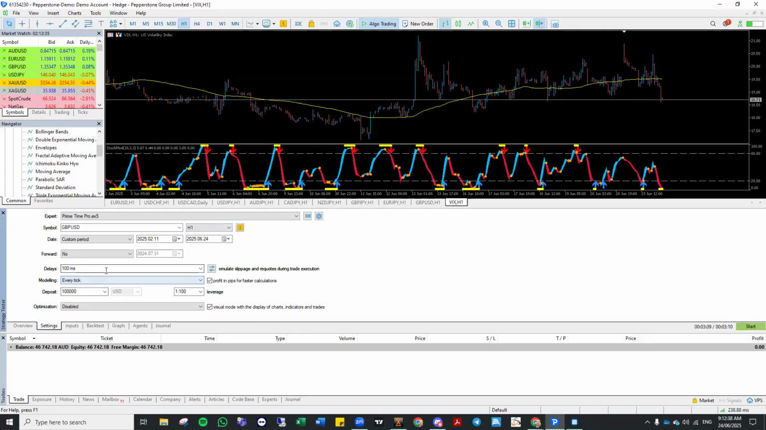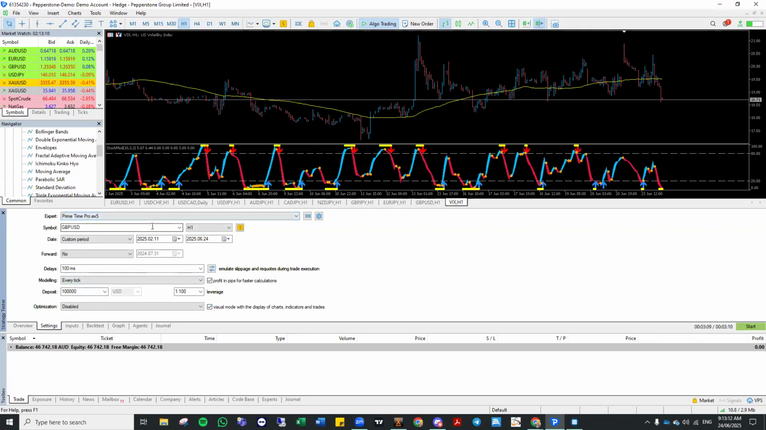Now, these are the general settings I've got. I'm using a Pepperstone account. Delays like 100 milliseconds, to replicate the market as much as you can. Modeling every tick. Set the account up to be like $100,000. Leverage 100 to 1, not that we would use that anyway. Optimization disabled, but I do tick the visual mode. This allows us to see visually what is happening. And there's not much else on this page to change.